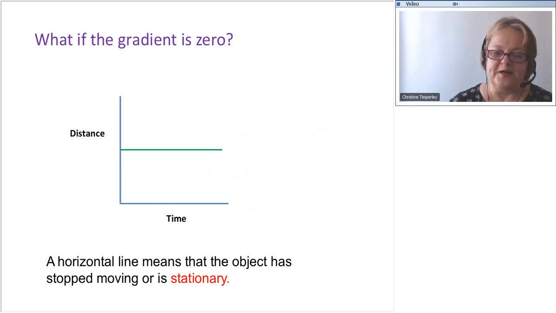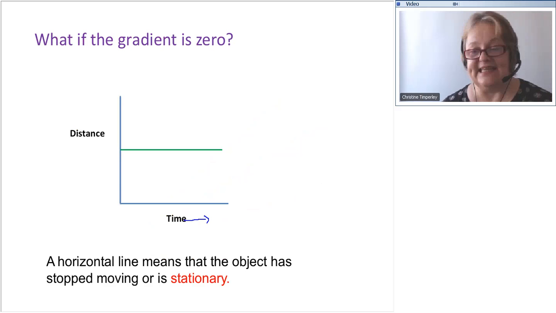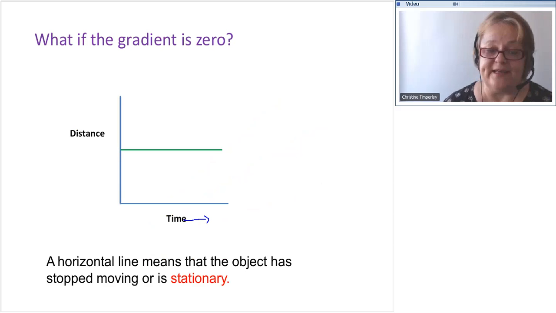Well, remember I said always follow the story. So what does the graph tell you? This graph tells me that as time is ticking on, the distance is staying the same. And time moving on and distance staying the same is a rather fancy way of saying that the thing is stationary or stopped. So its distance away from its starting point has stayed the same. So it's stopped moving, 0 speed, well done.